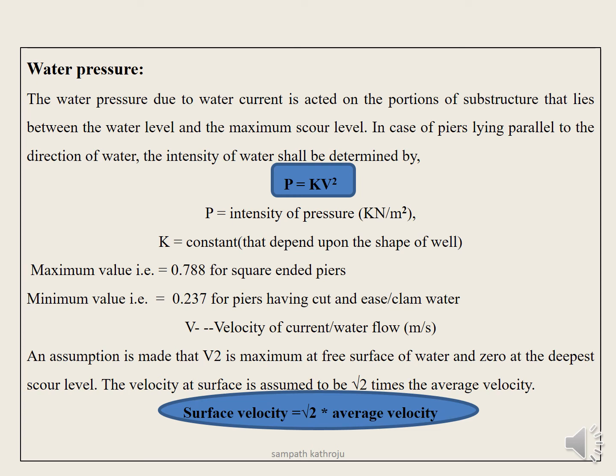This velocity is taken as surface velocity, which is the square root of two into the average velocity. Average velocity is calculated as per hydraulics, at the section of the river where this average velocity can be calculated.